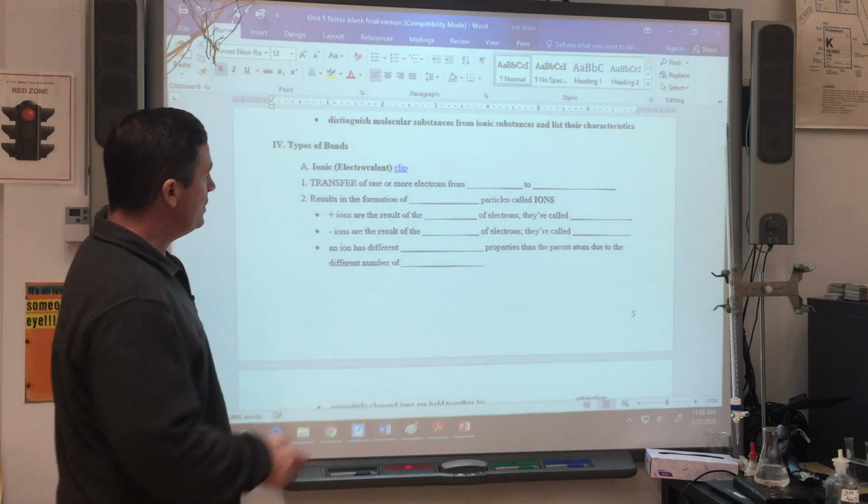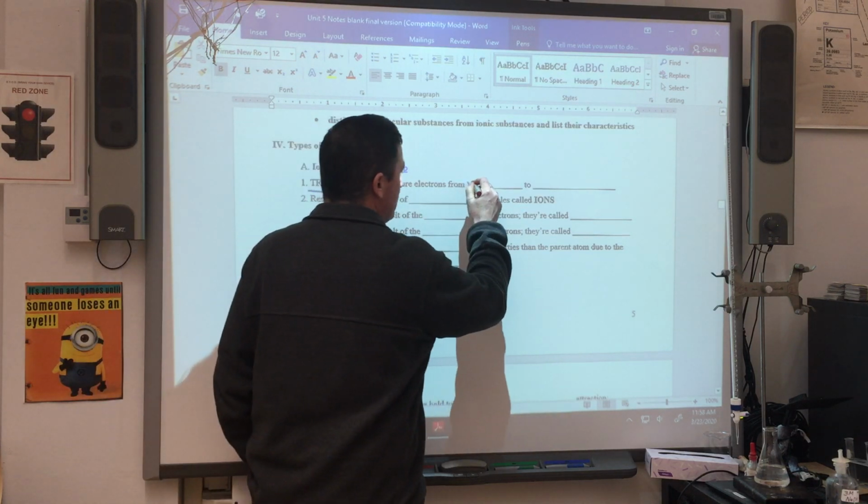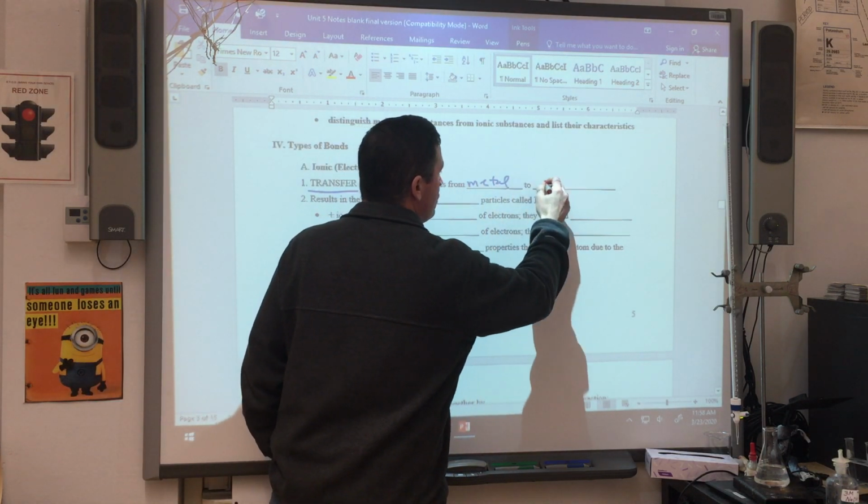So ionic bonds, we say, is a transfer of one or more electrons. And we're basically talking about from a metal to a non-metal.